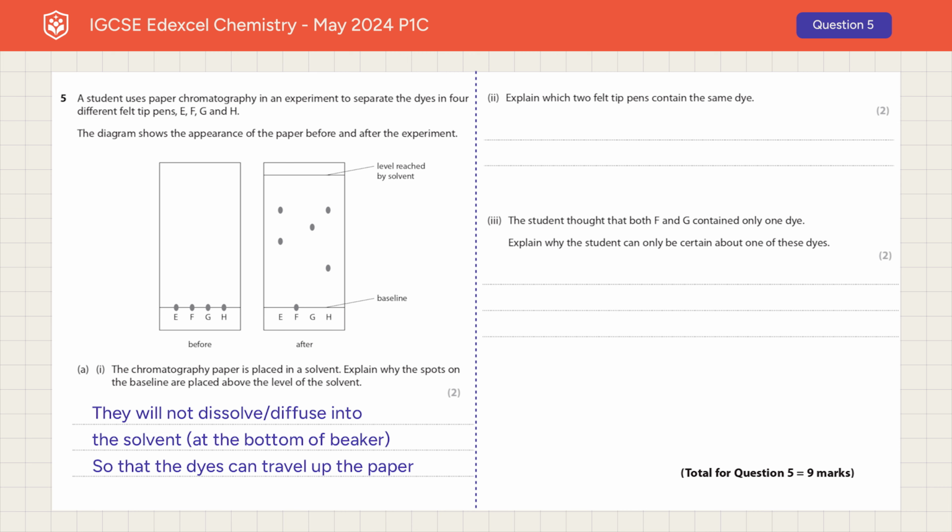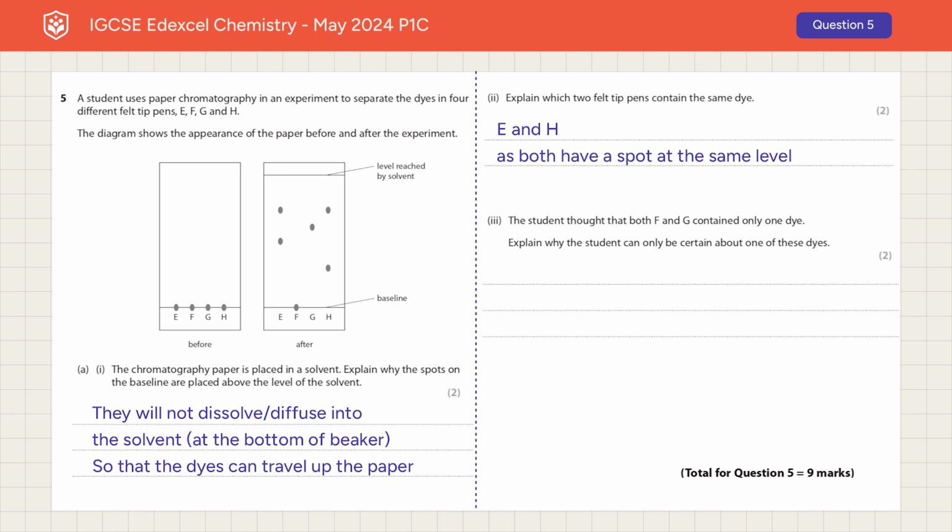Now, look at the final chromatogram. Which 2 pens contain the same dye? The answer is E and H. How do we know? Their colored spots have traveled exactly the same distance from the baseline, meaning they have the same Rf value and they are the same color. Both conditions must be true.